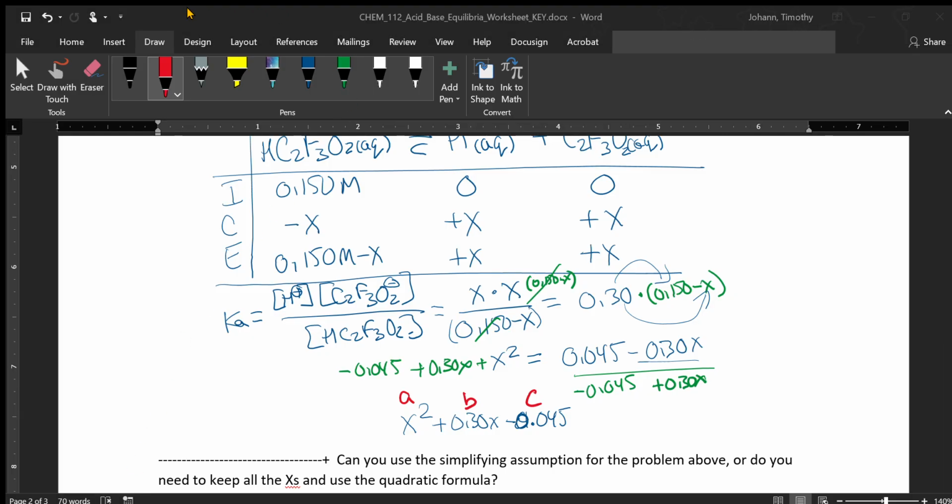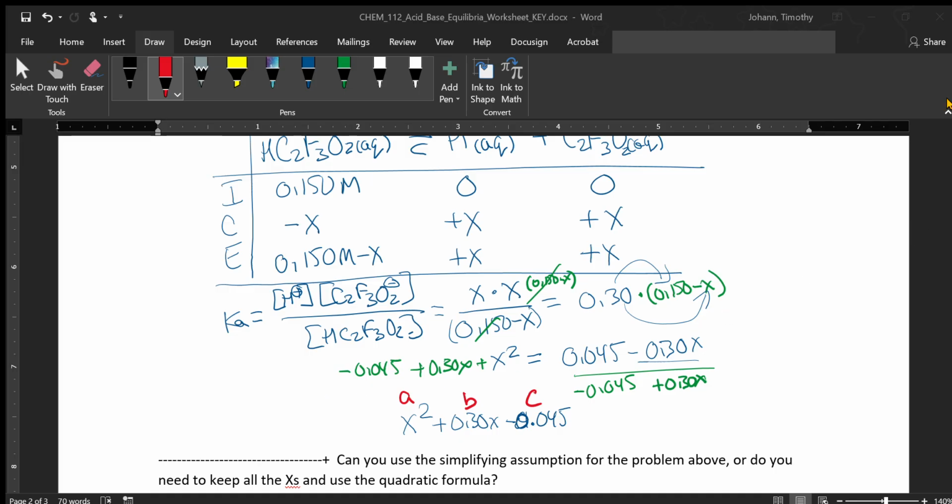All right, let's see. All right, I'm still recording. Quadratic formula. There we go, quadratic formula calculator. All right, Calculator Soup. Okay, my A value is 1, my B is 0.3, and my C is negative 0.045. Right. We're going to calculate. Working. All right, there we go.